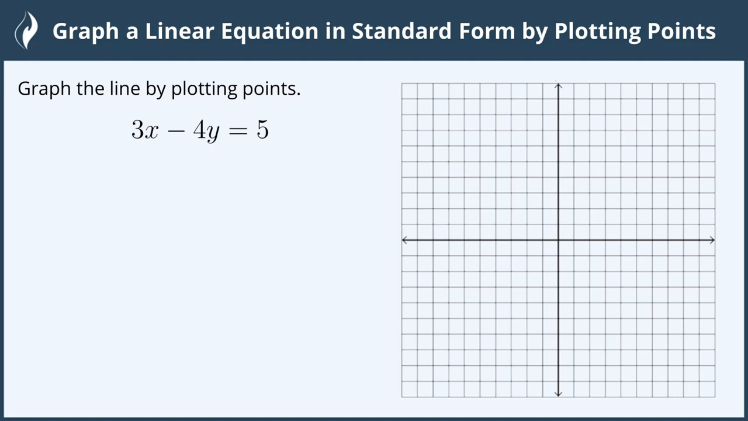Hi everyone! In this video, we will graph a linear equation in standard form by plotting points. Graph the line by plotting points. 3x minus 4y equals 5. Standard form means that it's not solved for y, and x and y are on the same side.